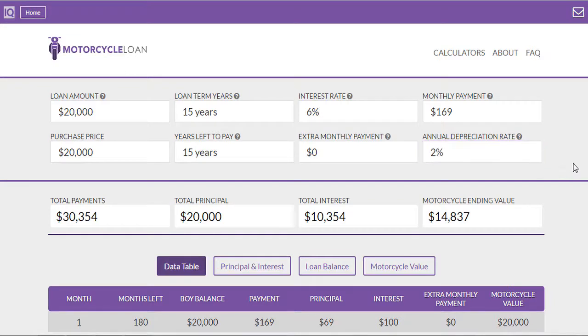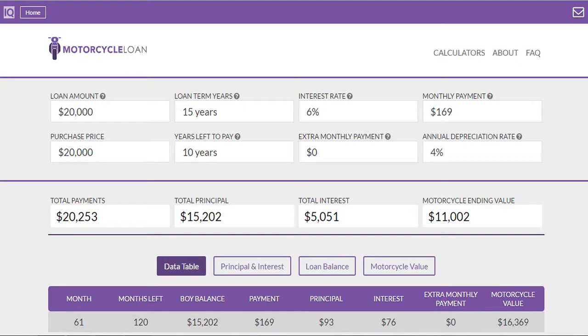your motorcycle or bike. The years left to pay field is for those who are in the middle of an existing motorcycle loan. The user just needs to enter all of their original loan information in the top four fields and then enter the years left to pay on their existing loan in the second row. And the amortization table will update to where you are at today in your motorcycle loan.